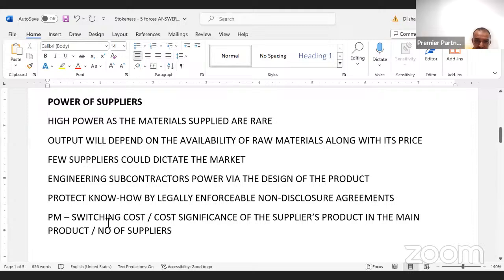Measures: switching cost, significance of the supplier's product in the main product. If the supplier's product in the main product is only 1 or 2%, then there won't be much focus. If it is like 10, 15, 20%, 30%, then okay, you are very careful. And number of suppliers, of course, more the merrier. If there are more suppliers for the manufacturer, it is good. If there are few suppliers for the manufacturer, it is bad because the manufacturer has to listen to the supplier.